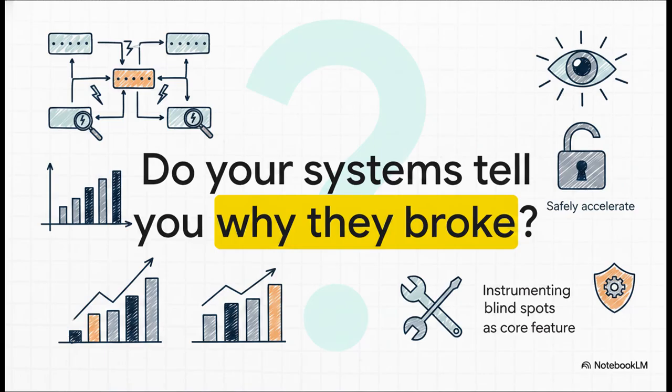I'll leave you with this provocative thought to take back to your engineering teams. Are you building systems just to ship more code, or are you building systems that tell you exactly why they broke? Visibility must precede modernization. You cannot safely accelerate a system that you do not fundamentally understand. Audit your telemetry, instrument your blind spots, and start treating observability as a core feature, not just an afterthought.